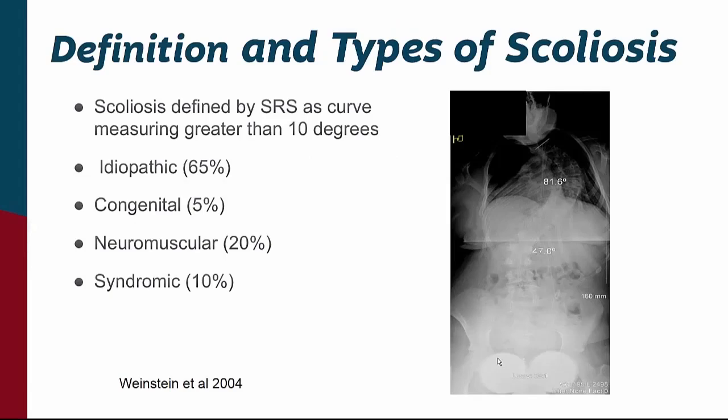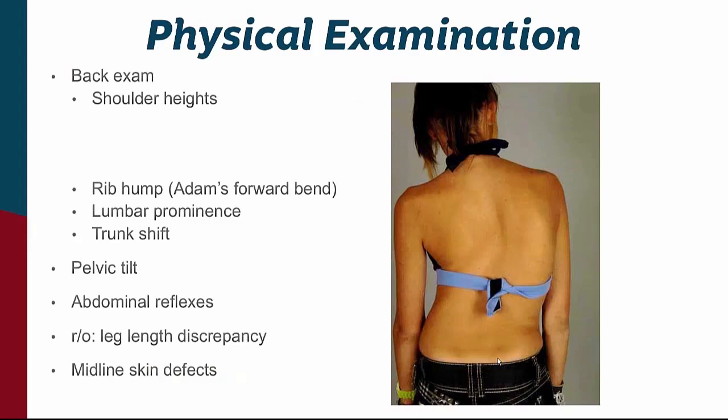The Scoliosis Research Society defines scoliosis as coronal curvature on x-rays of greater than 10 degrees. In the radiograph on the right, if you measure the end vertebrae, which is the top and the bottom of this Cobb angle, it measures 82 degrees. The most common subtype we see is idiopathic scoliosis, accounting for about 65% of children, and then neuromuscular, syndromic, and congenital subtypes are a little less common.